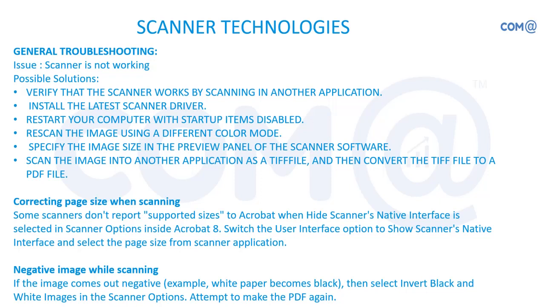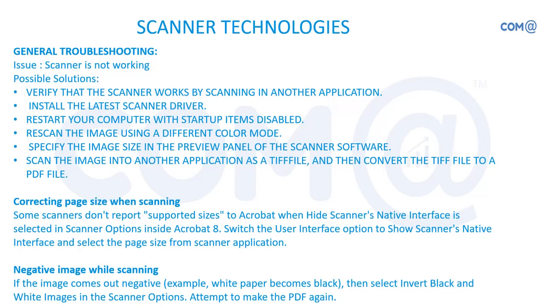Rescan the image using the different color mode. Specify the image size in the preview panel of the scanner software. Scan the image into another application as a TIFF image and then convert the file to a PDF file. So these things will help you do basic troubleshooting in the computer, and just find out whether there is any problem in the scanner or not.